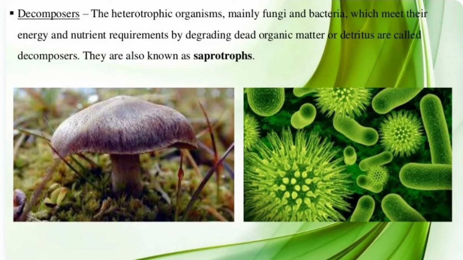The organisms which produce their own food are called primary producers. They are also known as autotrophs. The primary producers fall in two categories: phototrophs and chemotrophs. Phototrophs are those primary producers, the green plants, which trap solar energy, meaning the light energy, and produce their own food through the process of photosynthesis.